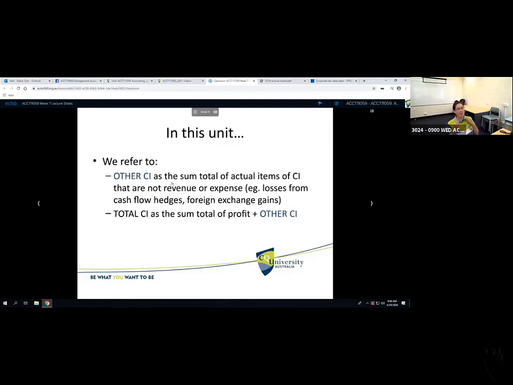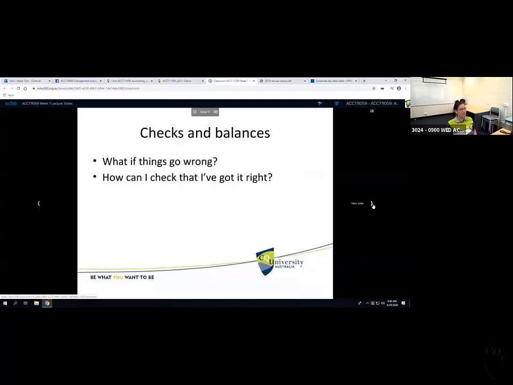Other CI is just items of CI. Total CI is our profit, which includes revenues and expenses, plus the other CI. And that's how I refer to it in our videos now. So total CI, you'll notice in the video on restating the income statements, is what you need to balance back to. And that's what I'm going to go through now, some tips on balancing.